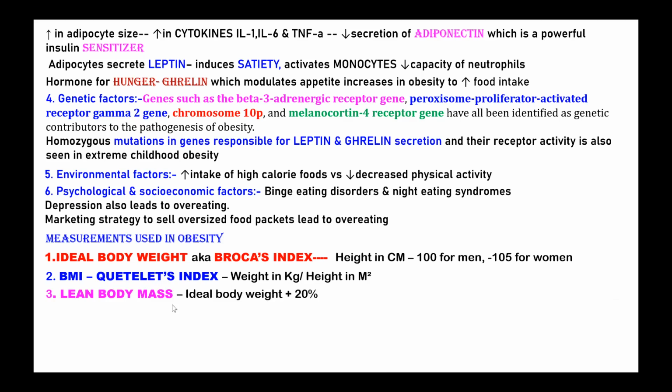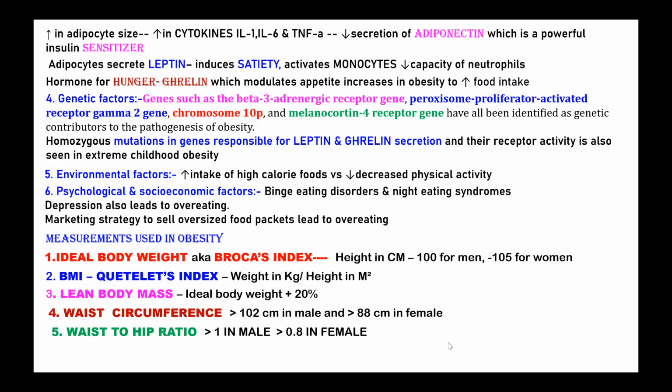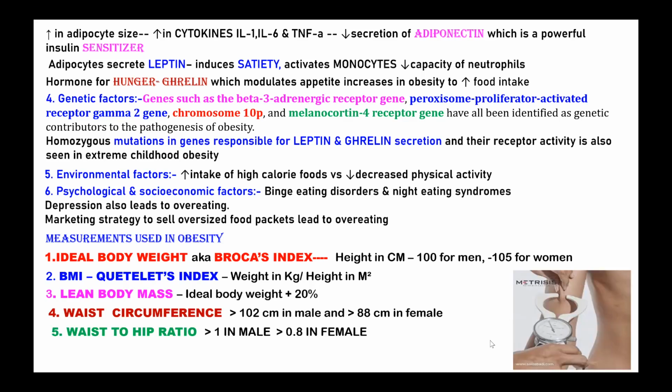Then lean body mass is another measure used in obesity, calculated as the ideal body weight plus 20% of the total body weight. It's called the lean body weight. Waist circumference more than 102 in males and more than 88 in females is also considered a measurement for obesity, especially central obesity. And waist to hip ratio more than 1 in males and more than 0.8 in females is also considered a risk factor.